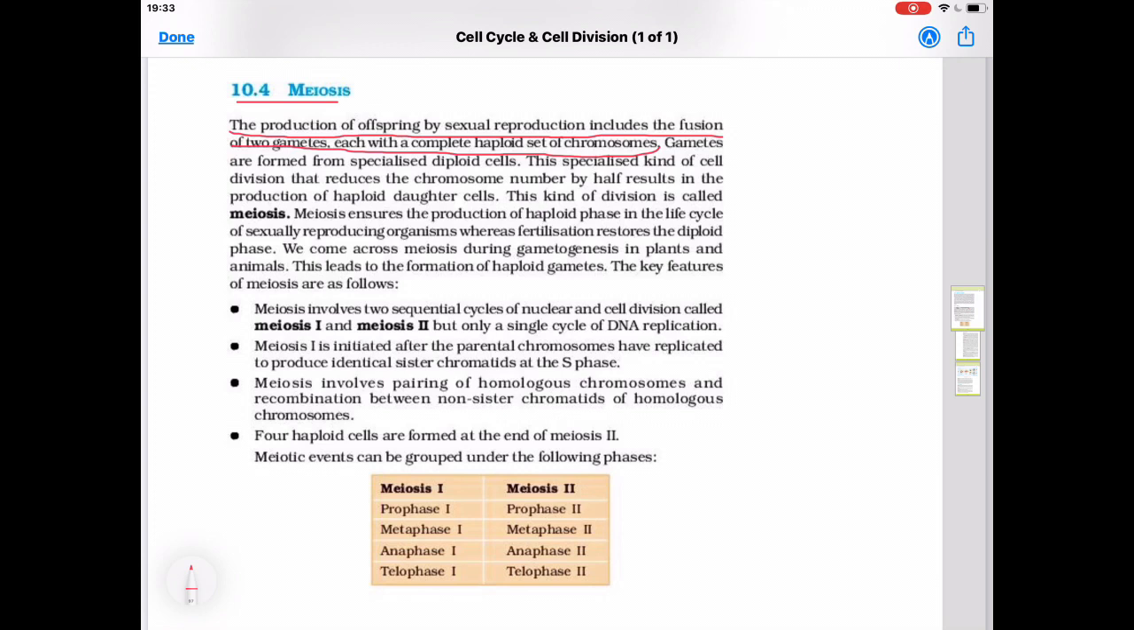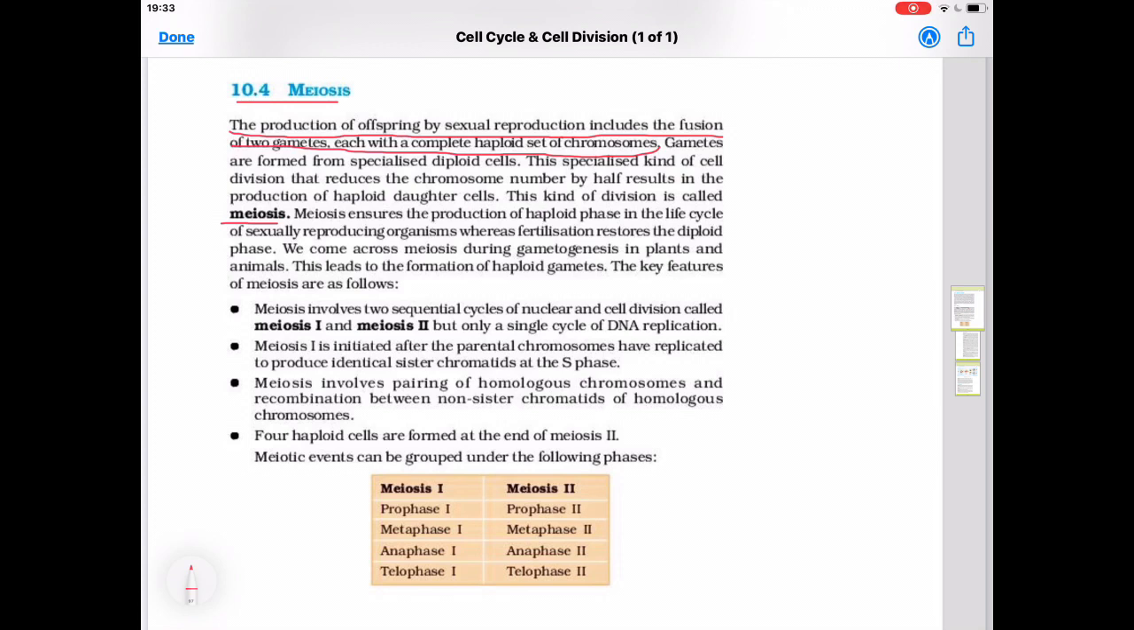This specialized kind of cells undergo a division that reduces the chromosome number by half, resulting in the production of haploid daughter cells. This kind of division is called meiosis. So meiosis is also known as reductional division, in which the number of chromosomes is reduced to half.